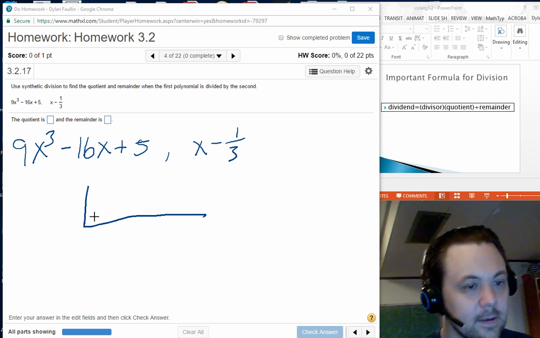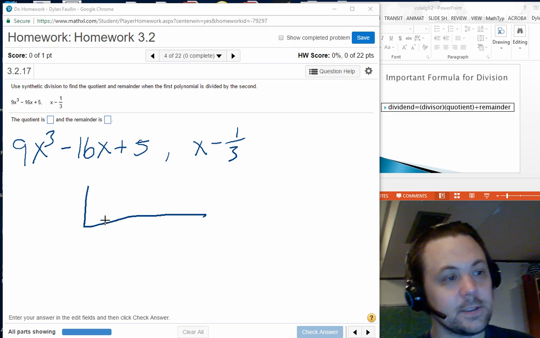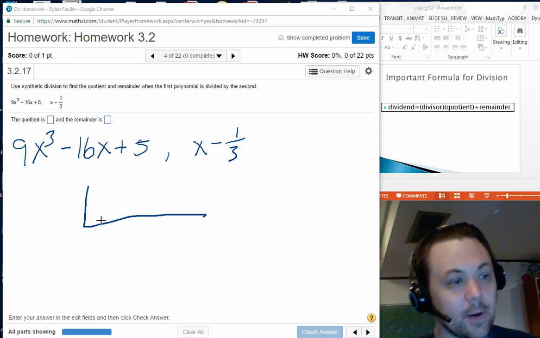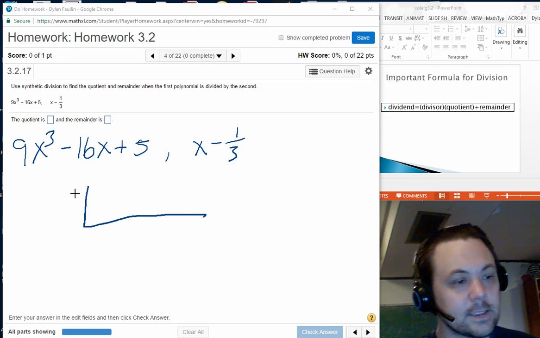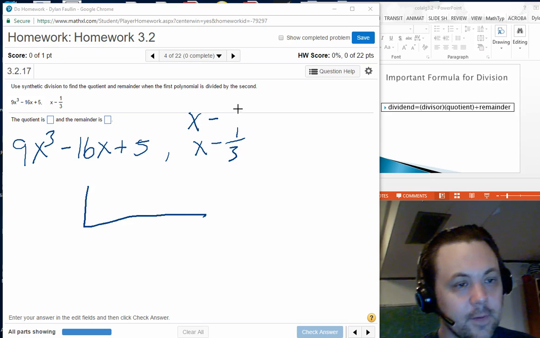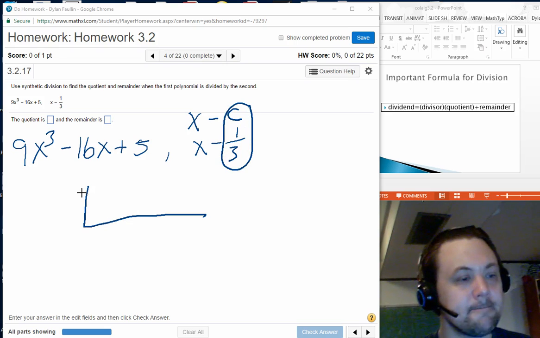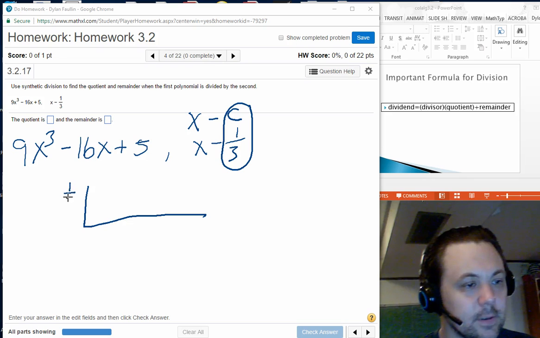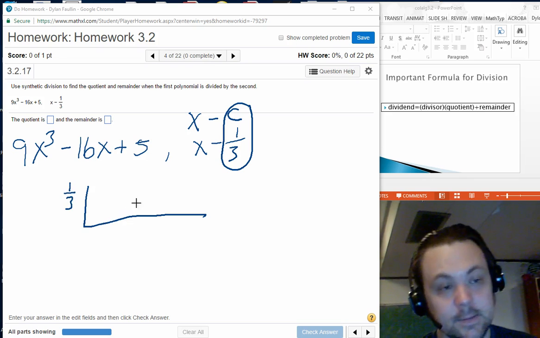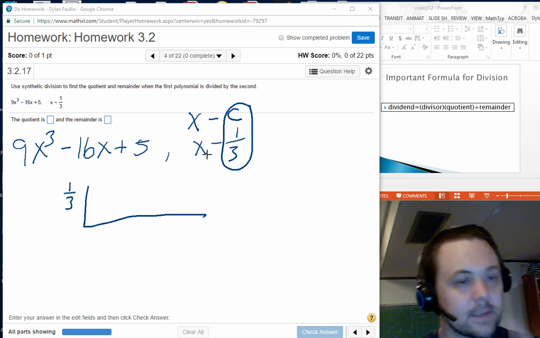The contraption in which we do synthetic division is this half a rectangle right here. On the outside of the box at the top here, we're going to put the value for c, which remember we have a formula for identifying. We're dividing by x minus c. C is what comes after the minus sign. And so in this case, c is going to be equal to 1/3, positive 1/3. So the trick there, a lot of students remember, is take the opposite sign of that number.